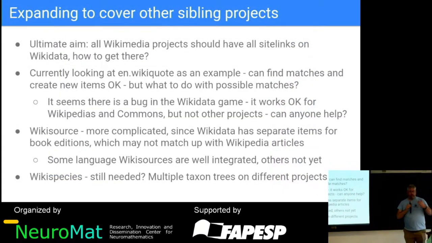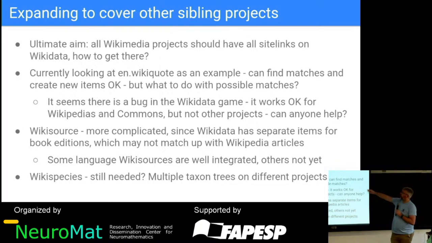Then the other big area is other sibling projects. So I've talked about Wikipedia, Wikidata, Commons, Wikisource, Wikiquote, which also should be linked in consistently across all of them. How do we get to there? One of the things I'm looking at the moment is the English Wikiquote. In this case, it has a lot of English article titles for quotes from different people, from different films, things like that. So it can be linked to quite easily. I can find matches. I've got that code working okay.